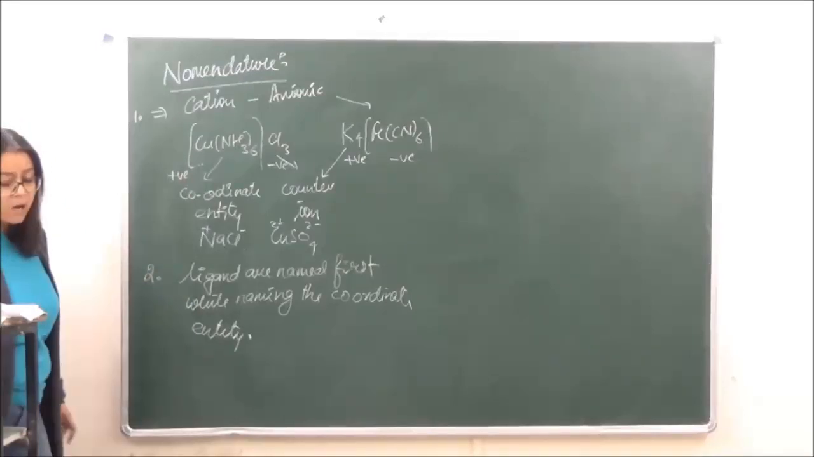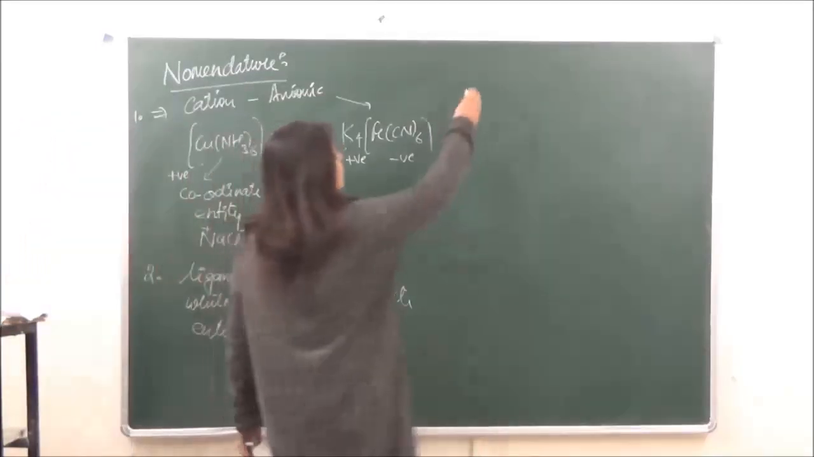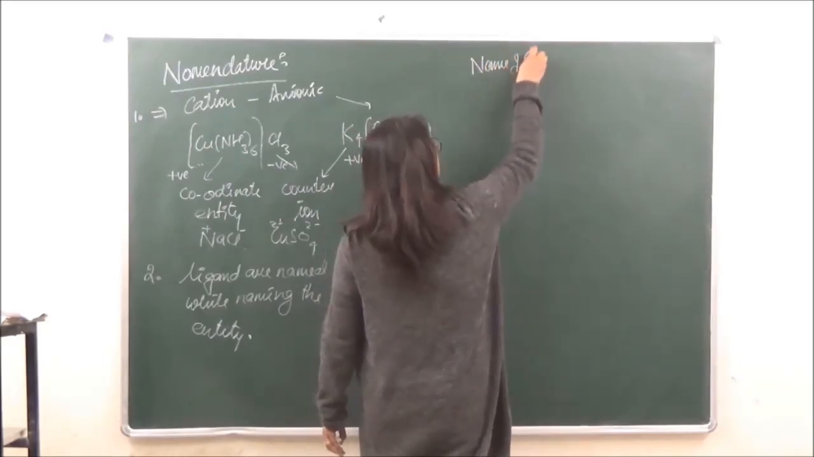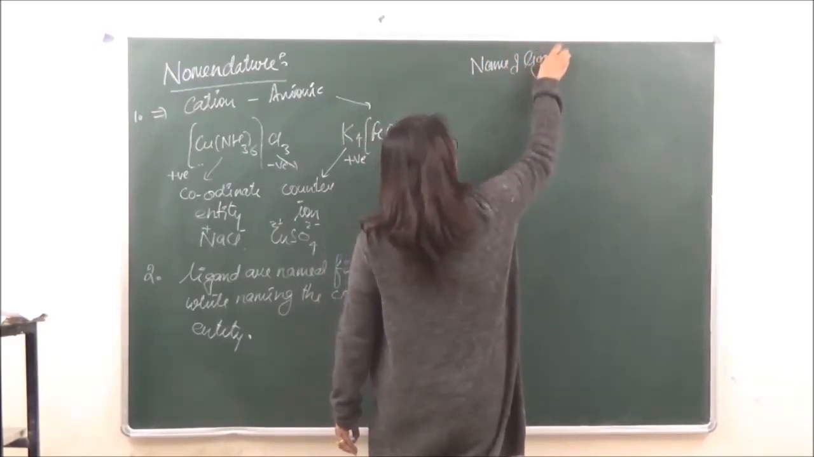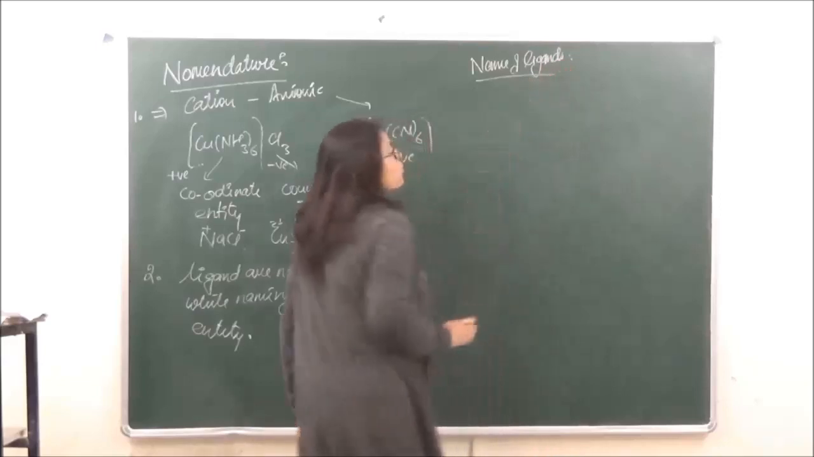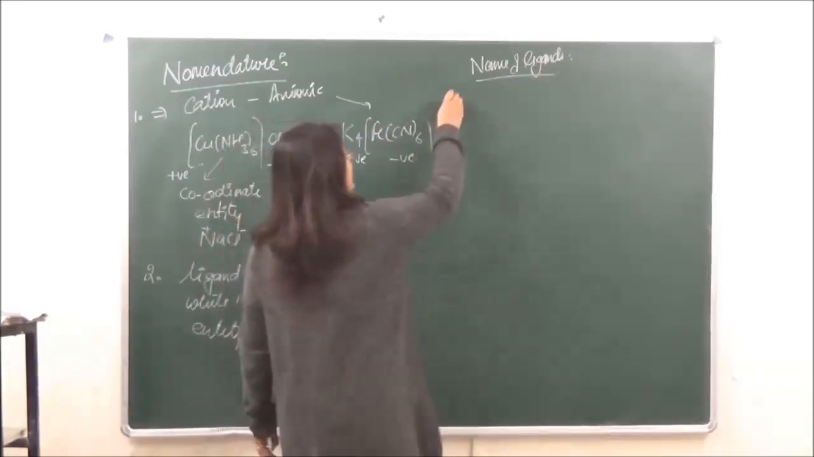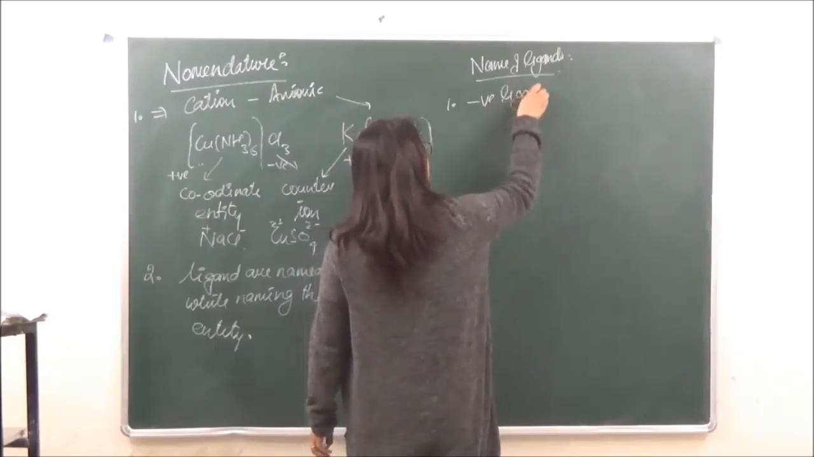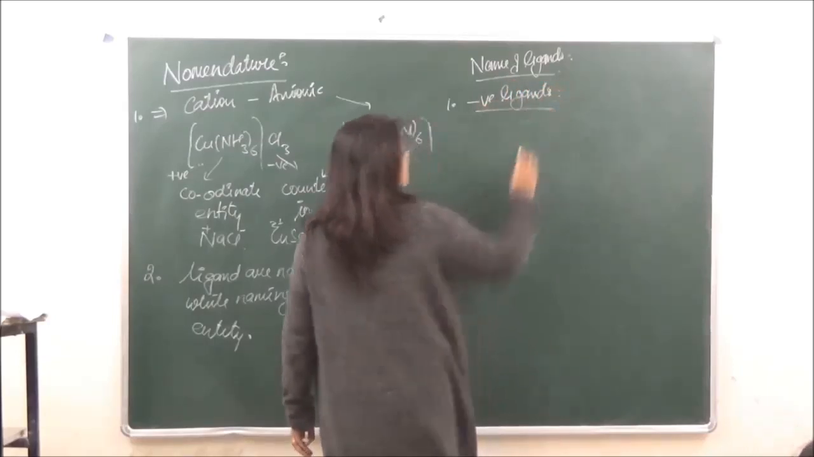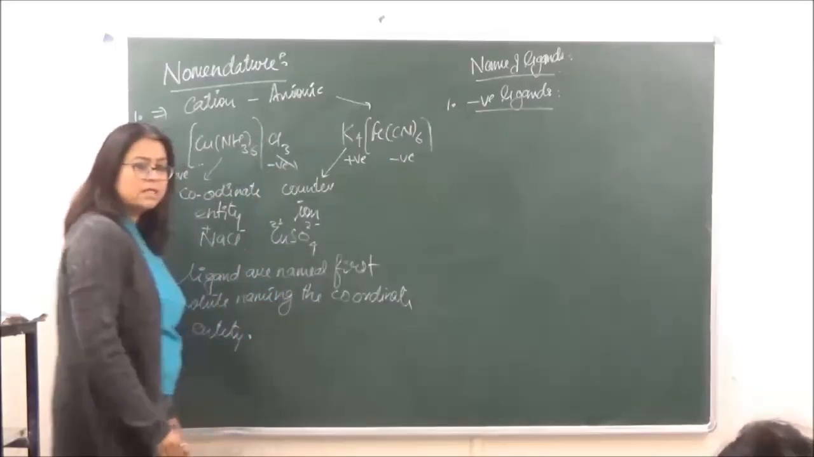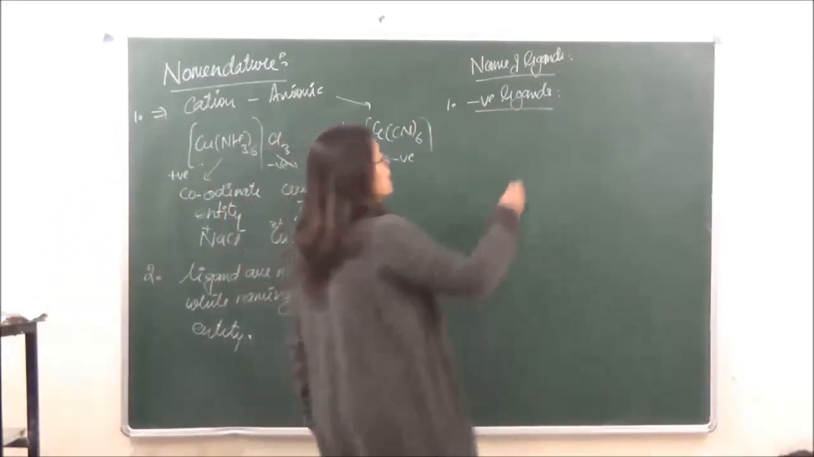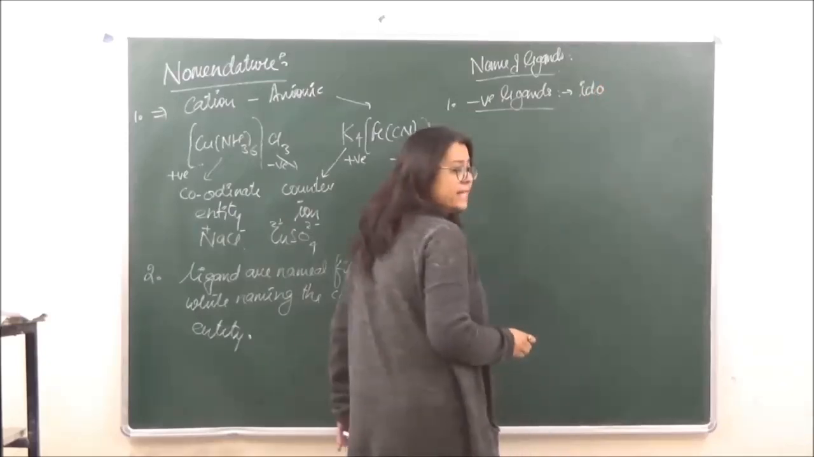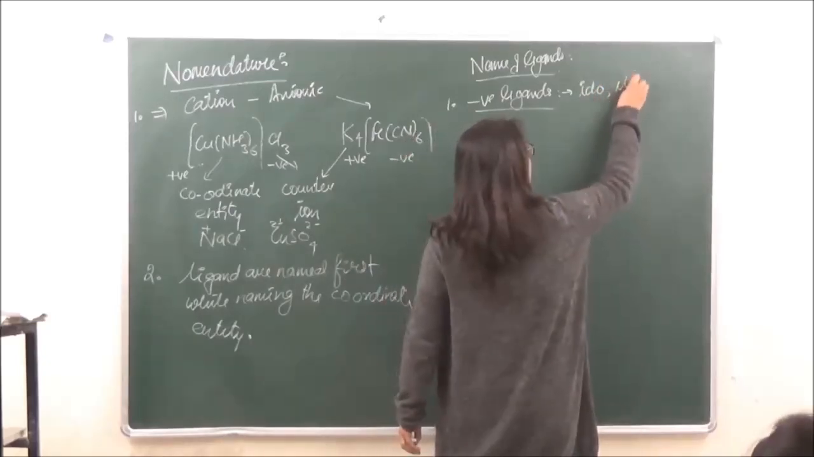Right? So let's see how you are going to name the ligands. We are going to take a list of names of ligands over here. The first one which we are taking is ligands which have a negative charge. Okay, the ones with a negative charge are going to end in either ido or ito.